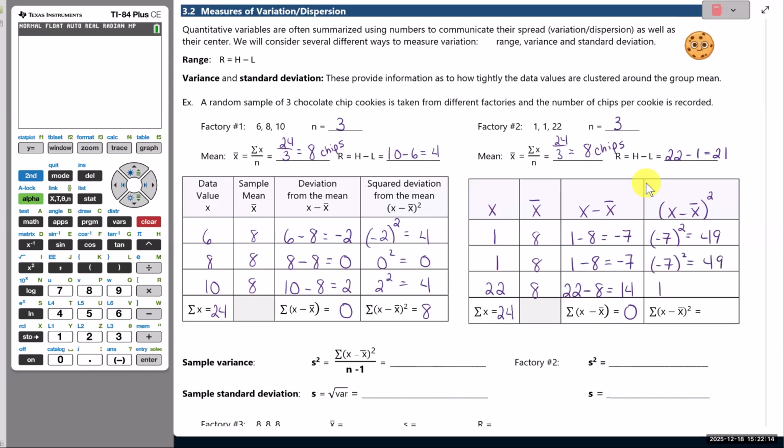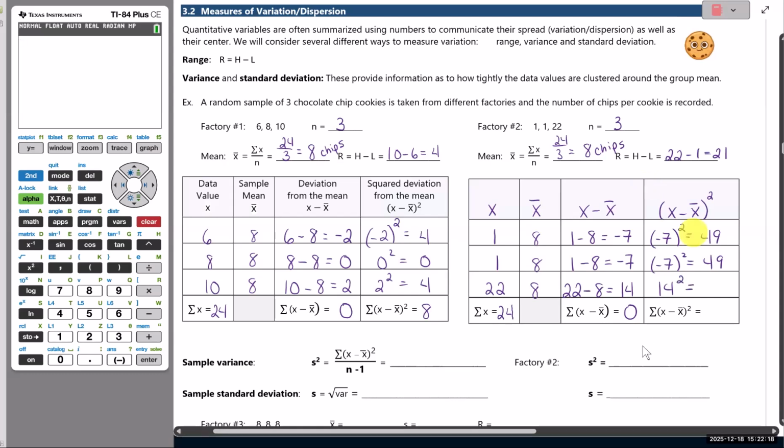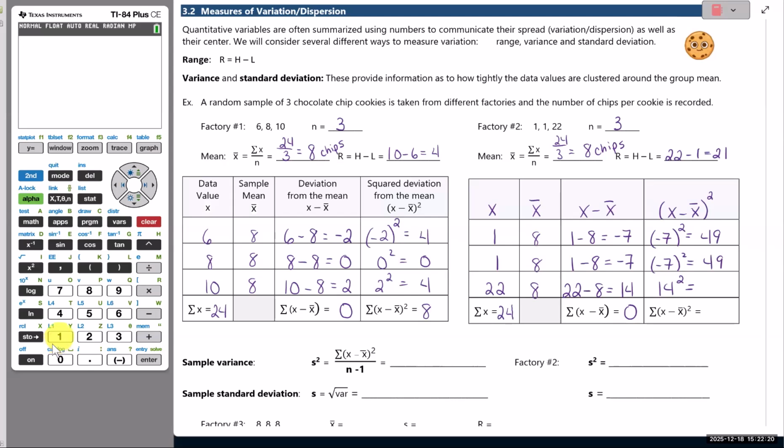And then 14 squared. And I just want to take the opportunity on your calculator, just in case you haven't used your square button. If you enter the 14, your x squared button can be used there to square that. And then I'll hit enter. And that is 196.